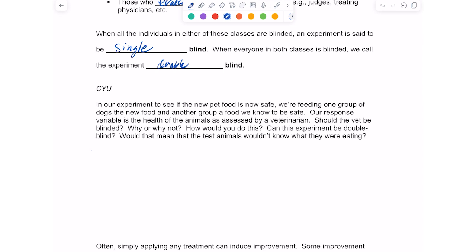Typically, whenever the response variable involves judgment, it's a good idea to blind the evaluator to the treatments. The vet shouldn't be told which dogs ate which food. And yes, there is a need for the experiment to be double blinded. Workers who are caring for the dogs should not be aware of which dogs are receiving which food, because they could have a liking towards one dog over another and switch the treatment, and that would mess up the response.